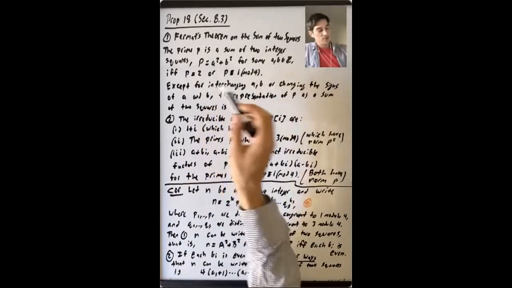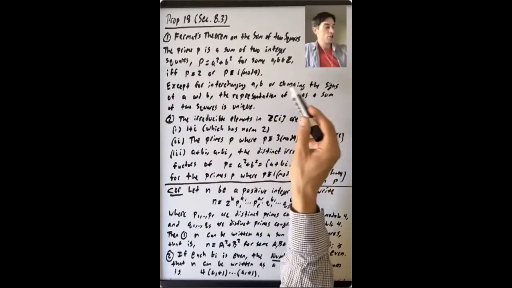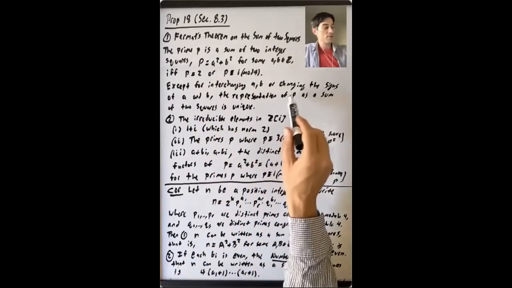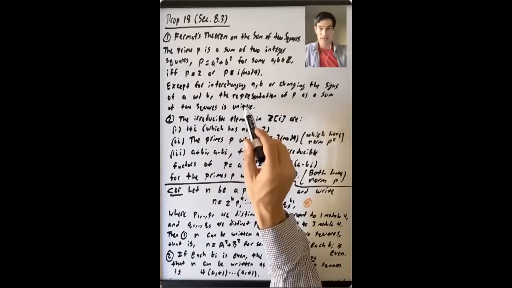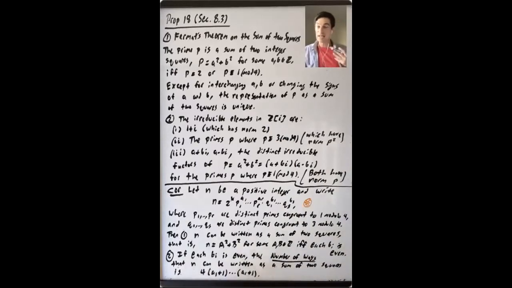And except for interchanging a or b, or changing the signs of a and b, the representation of P as a sum of two squares is unique. And that is something that we've already proven. So we proved before that P factors as a product of two irreducible factors in Z adjoin I, if and only if P can be written as a sum of two squares.